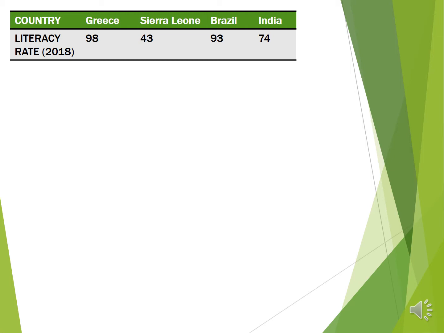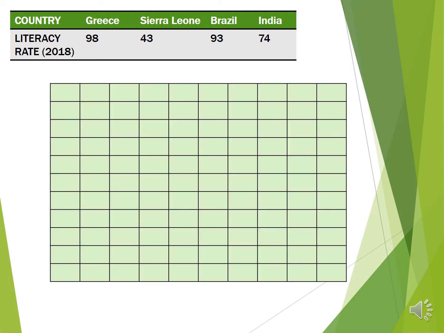So the first thing that we need is our 2 axes. We need our x-axis along the bottom and our y-axis along the left-hand side. On the x-axis, we are going to plot our categories, so our different countries. And I'm going to leave a gap in between each one to make it clear that this is a bar chart rather than a histogram, which is something slightly different.